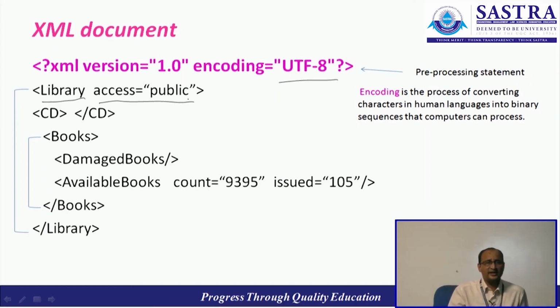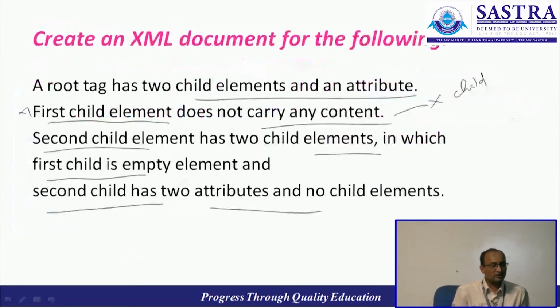By reading the element itself, the user should be able to understand why this XML document has been created. By reading this XML document, we can understand it is about a library management system, and it has been given for all access. That's what the access attribute has been given with public. Within the library, we have the first child. As per the rule, the root tag has two child elements and an attribute.